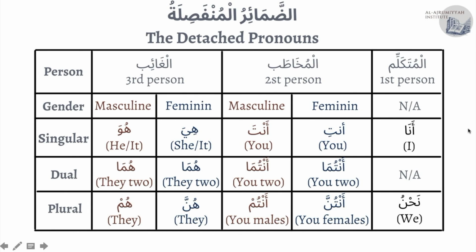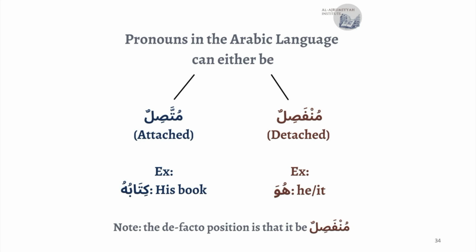Inshallah, again, this is the first part of the pronouns. So we covered all the detached pronouns. In the next video, we're going to cover al-muttasil, the attached pronouns and how they function, what they can be attached to, how they look when they're attached to things, and the different meanings that they can have when they're attached to either ism, harf, or fi'l.